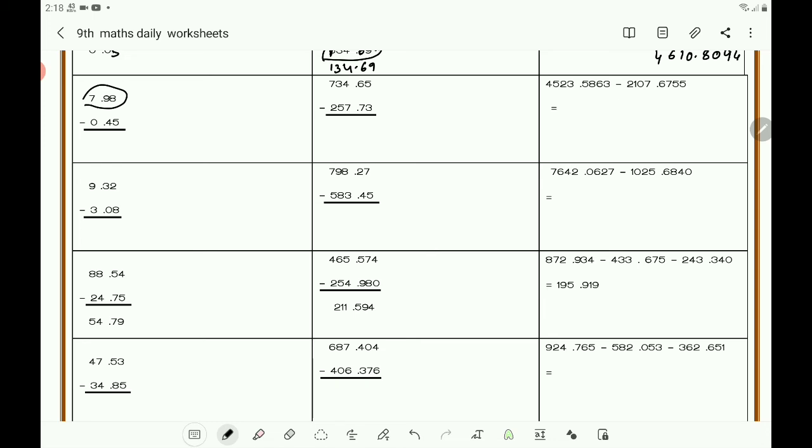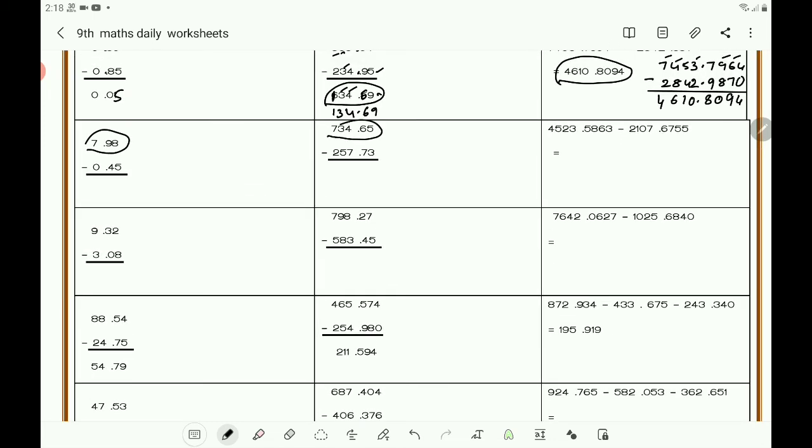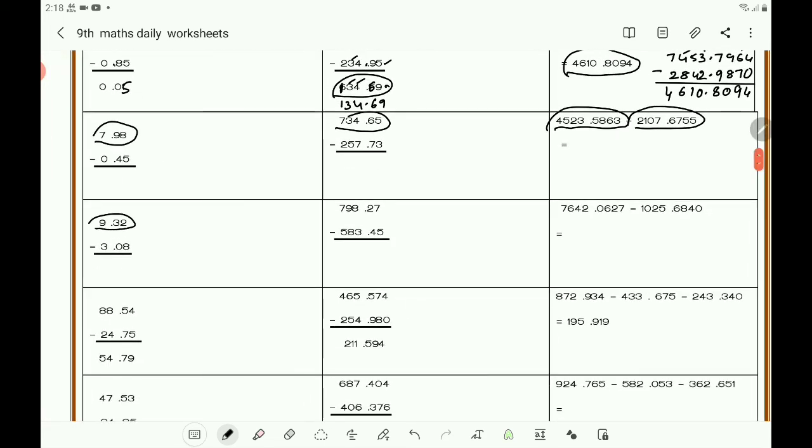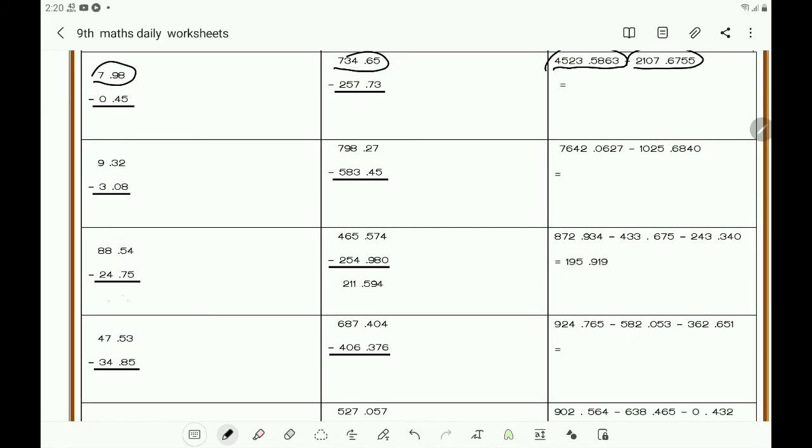Similarly, you take 7.98 minus 0.45, 734.65 minus 257.73, 4523.5863 minus 2107.6755. Then 9.32 minus 3.08. 798.27 minus 583.45, 7642.0527 minus 1025.6840.